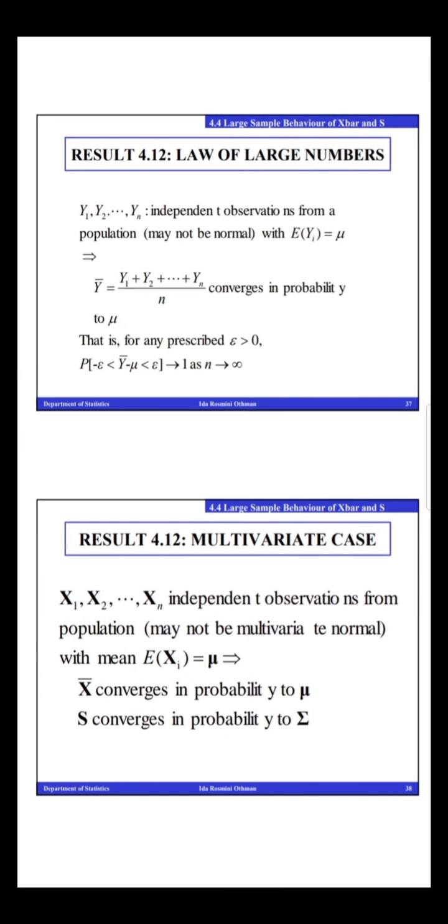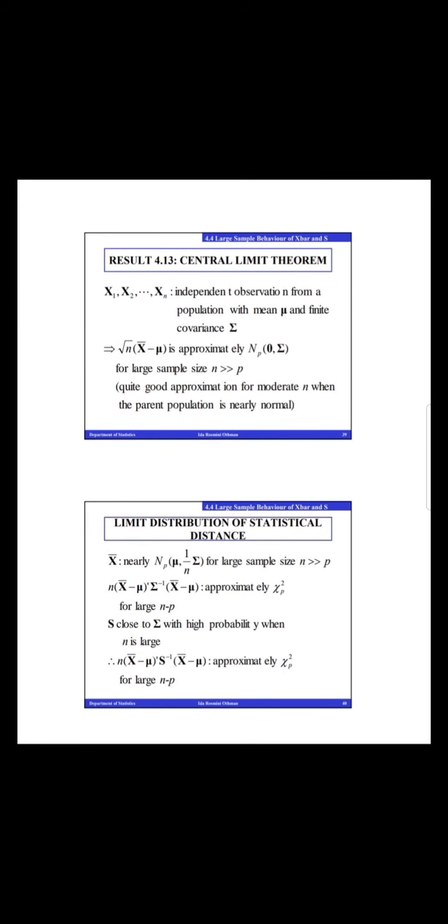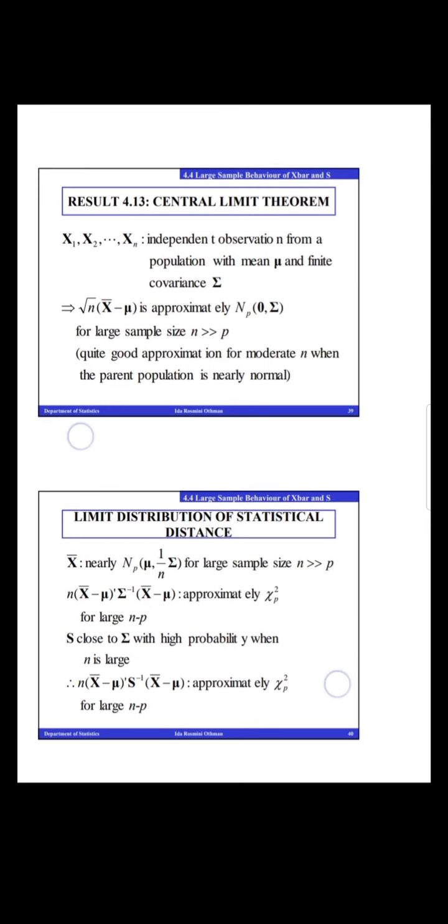Okay, in multivariate cases, sama juga, we use the concept of central limit theorem. If x1, x2 up to xn adalah independent observations from a population, may not be a multivariate normal, with mean, expected value of x or mean vector mu, x bar converges in probability to mu, and S converges in probability to big sigma.